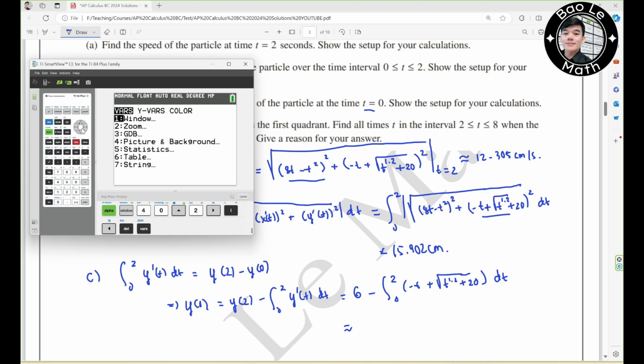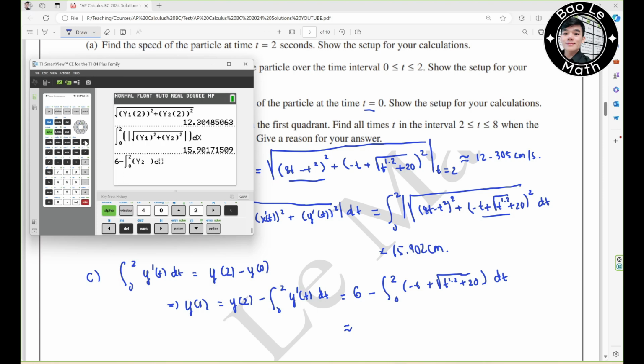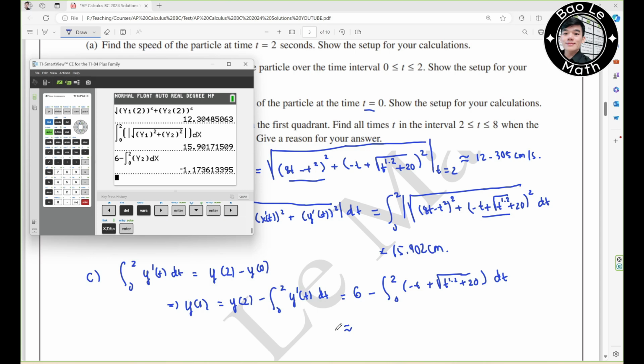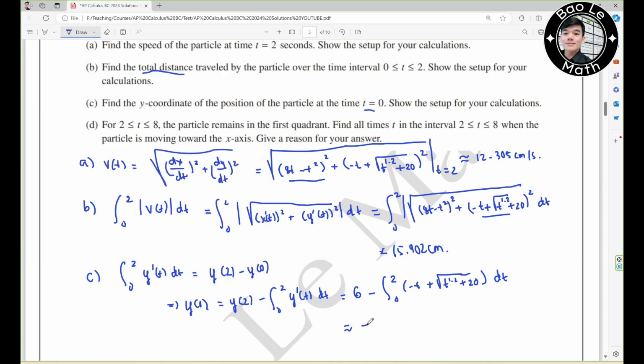Now hit var y var function. In this situation we hit y2 because this is for y prime of t. So enter, go outside, you want to put ds and then hit enter. The answer is going to be negative 1.174. Now let's move on to question D.